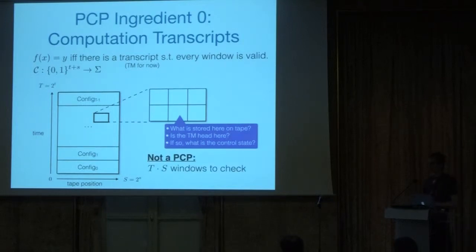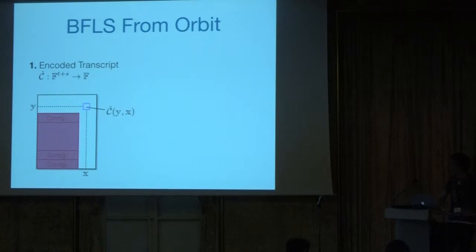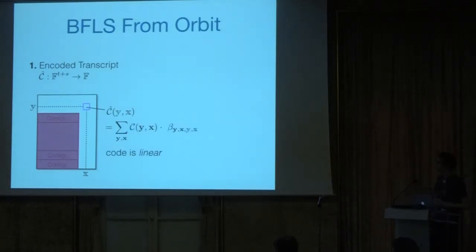This is not actually going to be a PCP by itself, of course, because there are many different windows that you have to check, like t times s, and it's possible, of course, for the computation to be incorrect, but most of the windows can look valid. So it should be no surprise that what BFLS and PCPs do is they take a computation transcript and encode it with an error-correcting code. So now you'll have symbols in this encoded transcript that depend on the entire computation transcript.